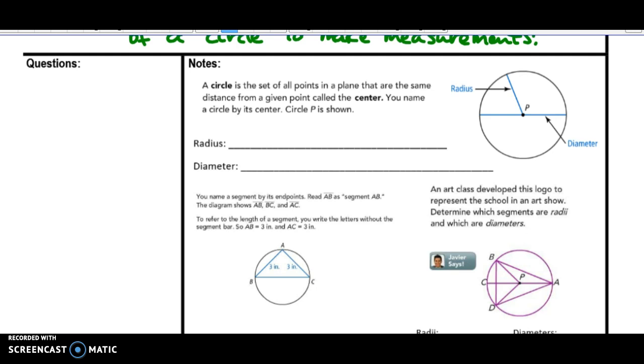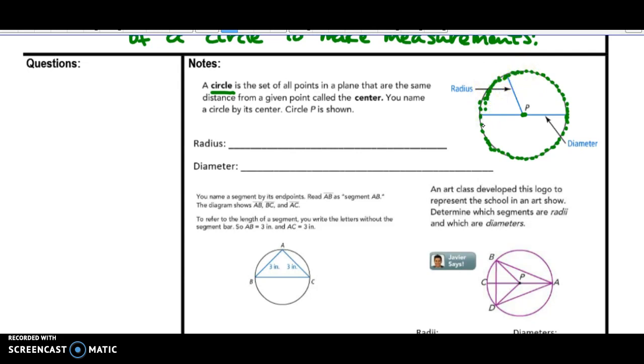So the first thing that we've touched on a little bit is the actual definition of a circle, and this might be helpful to you on your vocab sheet. But a circle is actually the set of all points in a plane that are the same distance from a given point called the center. So this circle is actually made by an infinite series of points that are all the same distance from the center. The center of this circle is called P. So we would call this circle P. That's how we name them, is by their center. So this circle is made up of all of the points that are exactly the same distance from P.